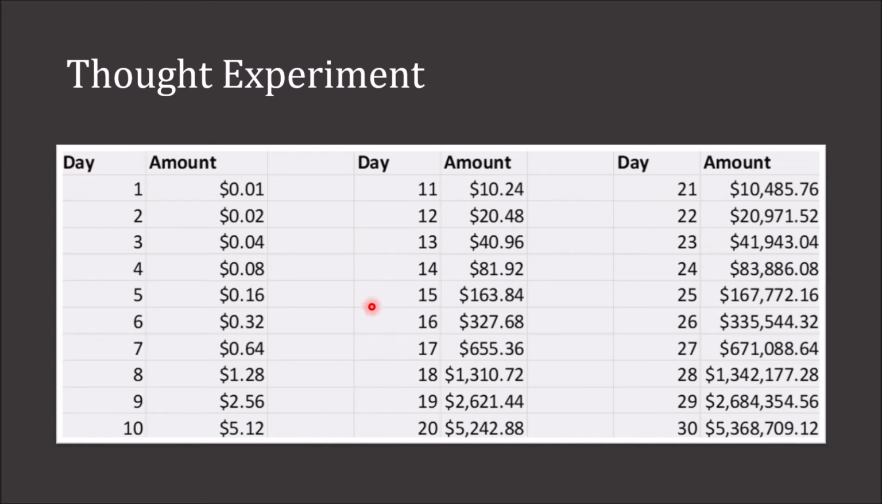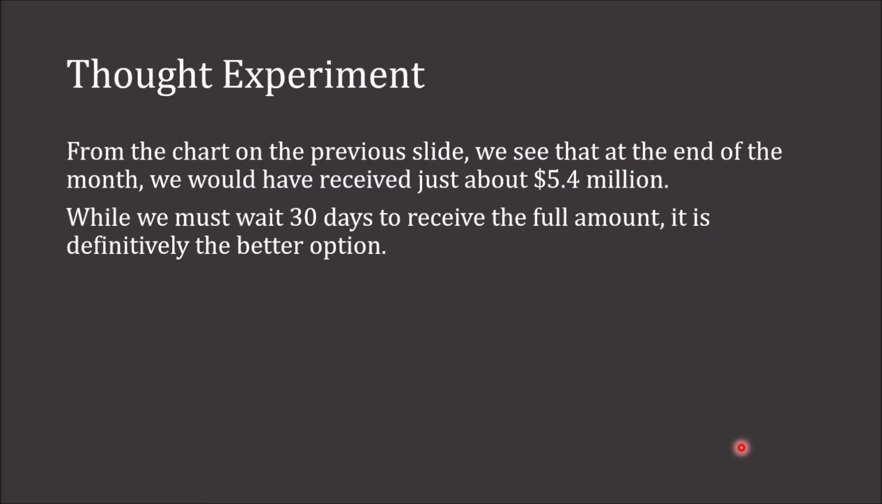And if you notice, by the 30th day, you would have $5,368,709.12. So you'd have roughly $5.3 million if you went with this option. Now, granted, it's going to take a while for this option to be the better option, but it definitely is. By the end of the 30 days, you have 5.3 million as opposed to the 1 million up front. Right, so that is definitively the better option.